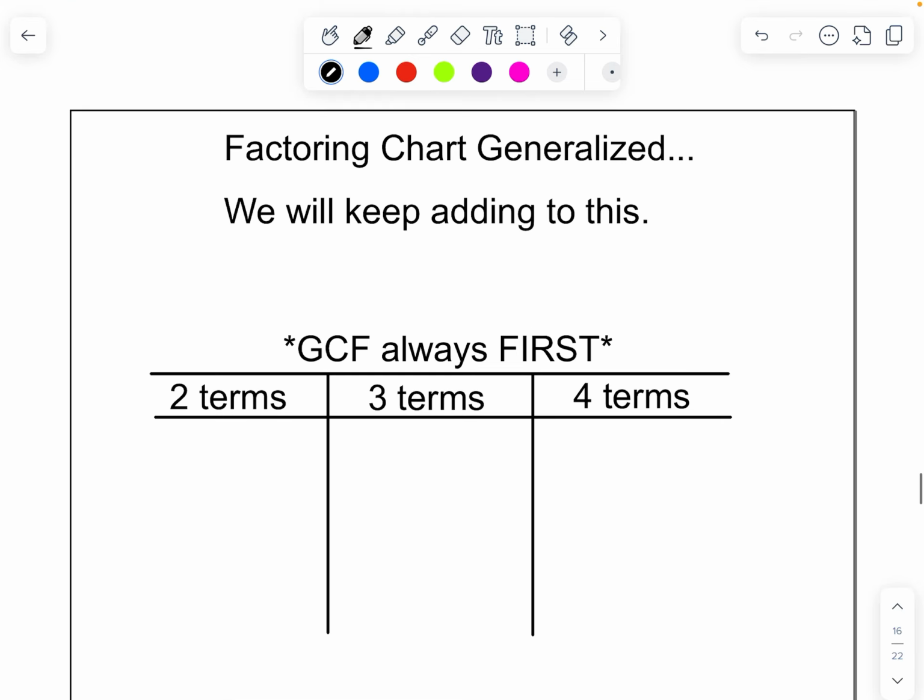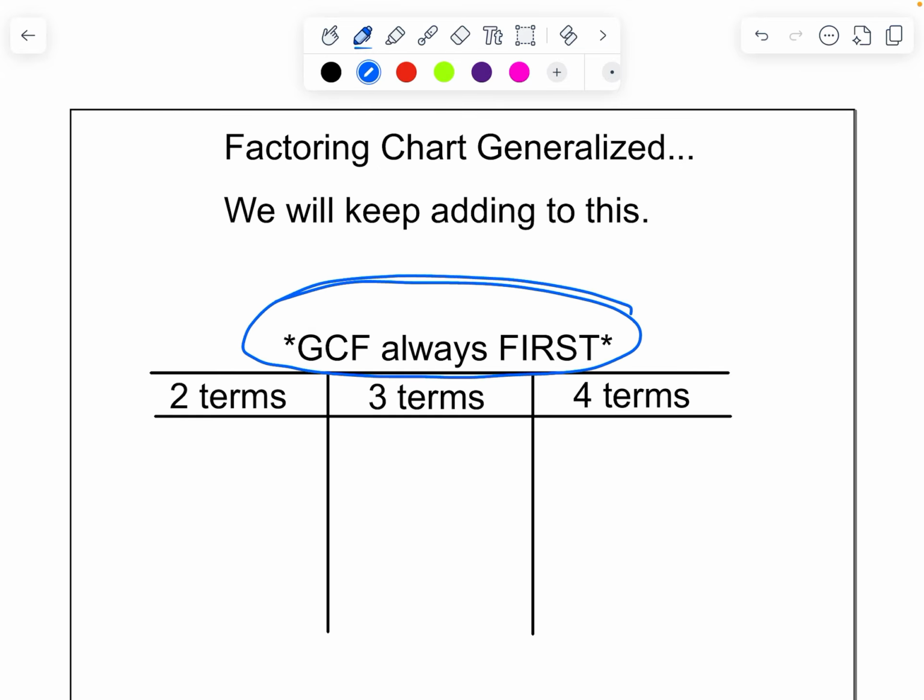All right, we're going to try and organize this chart as we go. The first thing for any problem, and the reason that we did this first, is that we're always going to try to take out a GCF. Unless the problem specifically tells us to factor by a particular method, like factor by grouping or the AC method, we're going to try to take out a GCF first.